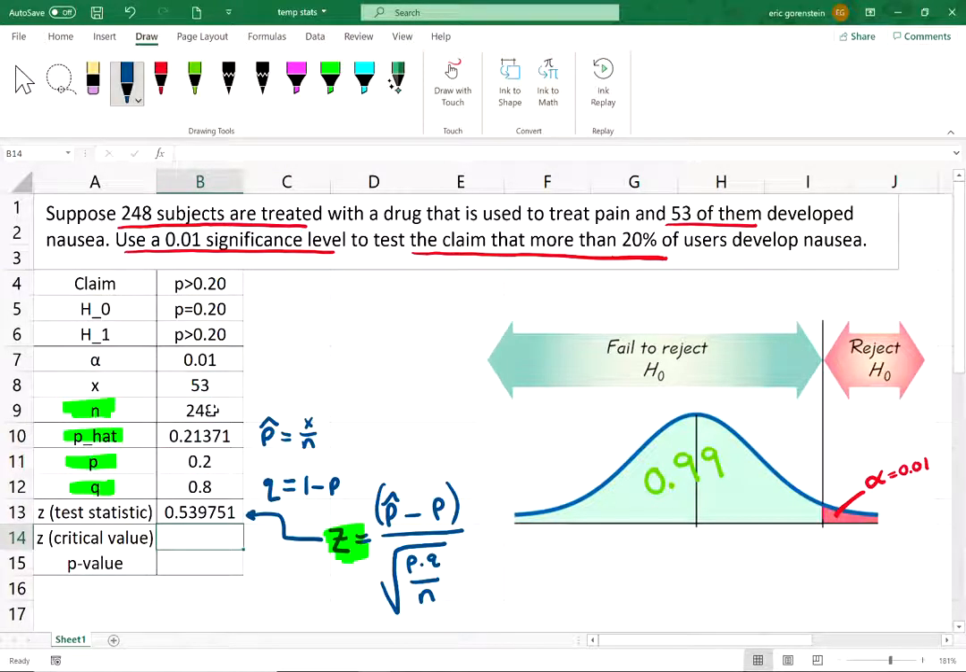Okay, so there is our test statistic. So now we need the critical value. And the critical value is coming from alpha. The critical value is this z-score down here. I'll say CV for critical value. That's the z-score with 0.01 of the area to the right or 0.99 of the area to the left. So I'm going to use equal norm.s.inv 0.99 or 1 minus alpha.